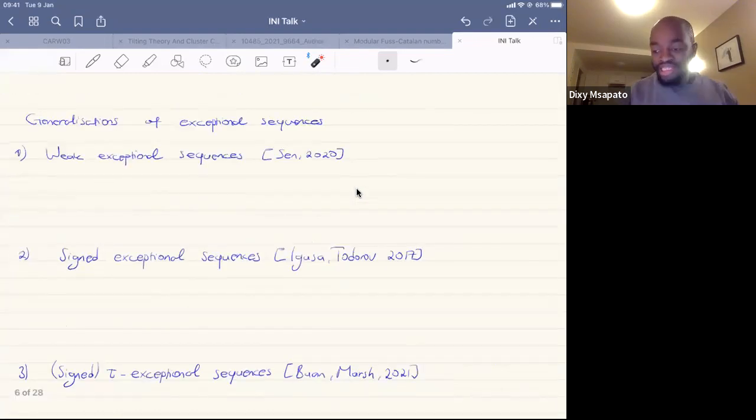More recently, exceptional sequences have received a bit more interest, in particular, receiving many generalizations. These are the 3 main generalizations I'm aware of. The first is that of weak exceptional sequences, which was introduced in 2020 by Sen. In 2017, signed exceptional sequences were introduced by Igusa and Todorov. And in 2018, though the paper appeared only this year, tau exceptional sequences were introduced by Buan and Marsh. In fact, Bethany Marsh gave quite a good talk about tau exceptional sequences a few weeks ago, which is maybe somewhere online.